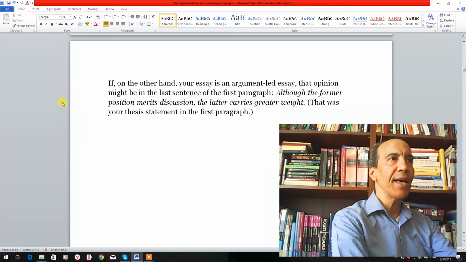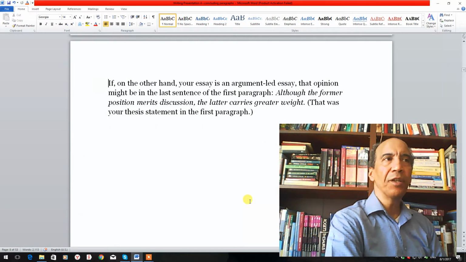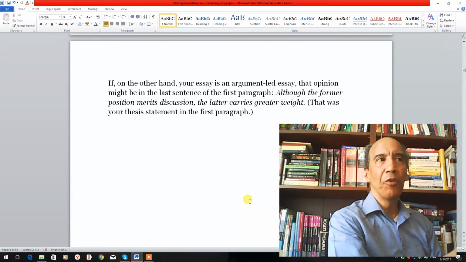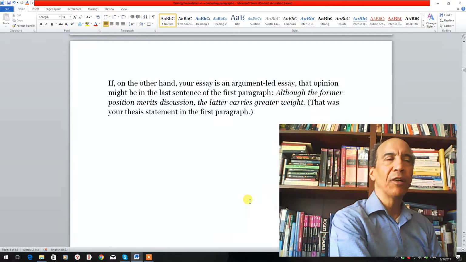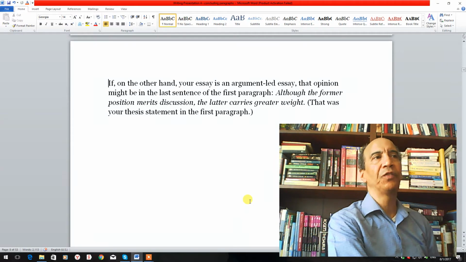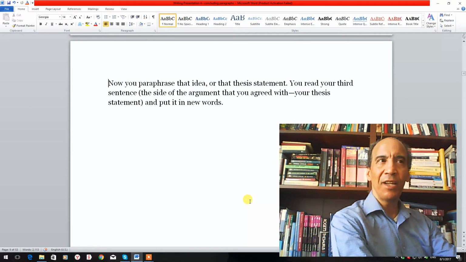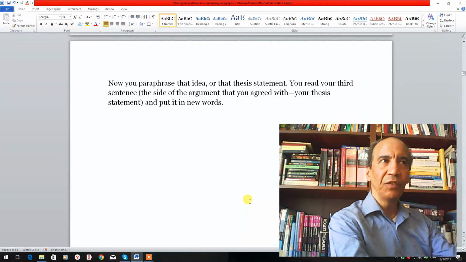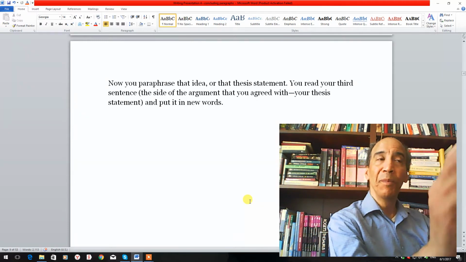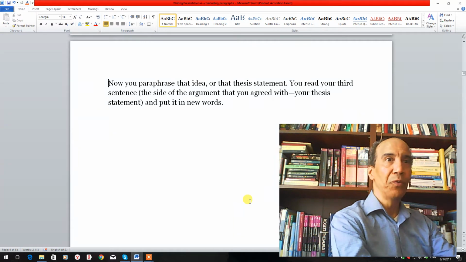If, on the other hand, your essay is an argument-led essay, that opinion might be in the last sentence of the first paragraph. Although the former position merits discussion, the latter carries greater weight. That was your thesis statement in the first paragraph. Now you paraphrase that idea or that thesis statement. You read your third sentence and put it in new words. Remember your third sentence in paragraph 1. That's the one that you agreed with.